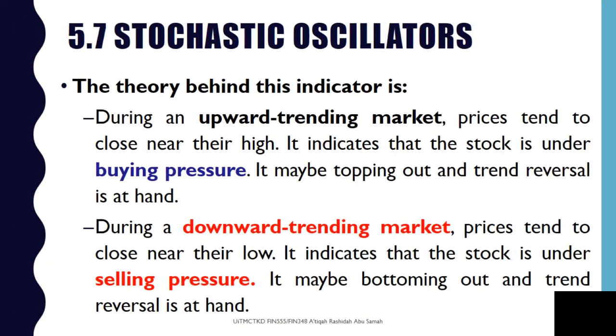The theory behind this indicator is, during an upward trending market, prices tend to close near their high. It indicates that the stock is under buying pressure. It may be topping out and trend reversal is at hand. While during a downward trending market, prices tend to close near their low, which indicates that selling pressure exists.